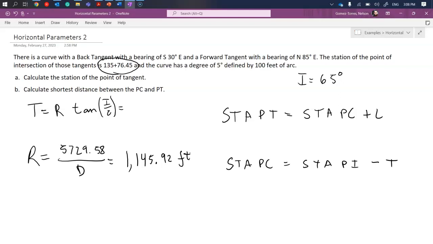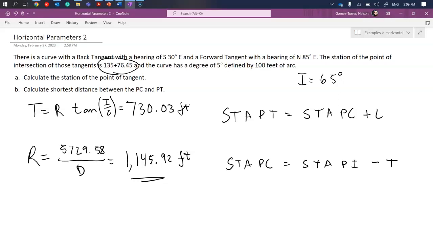Great. Can we get down T? Yes. I have R, it's right here. I have I, it's over here. So yes, with those things on my hand, I can calculate T. Let me calculate T. Then T is going to be 730.03 feet. Awesome.